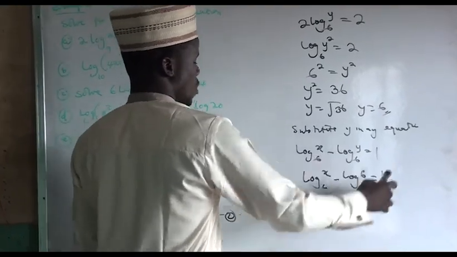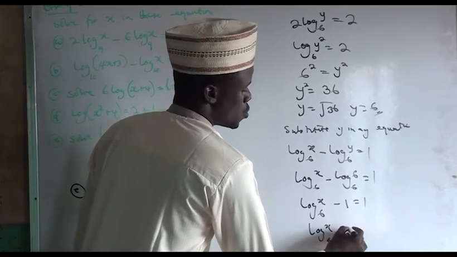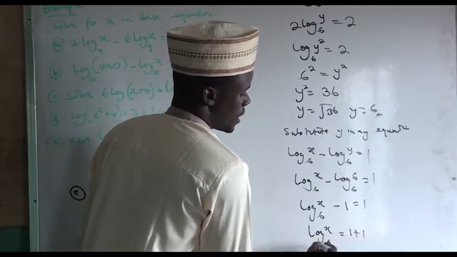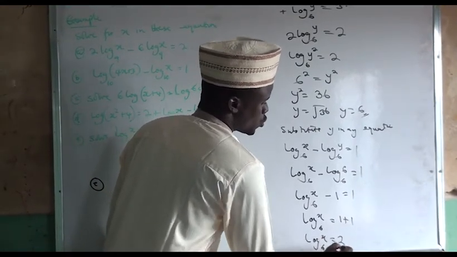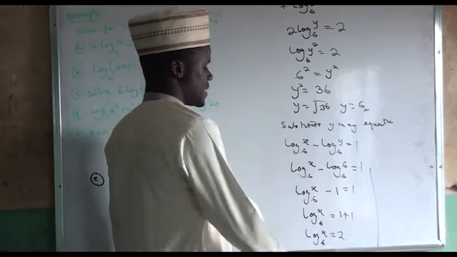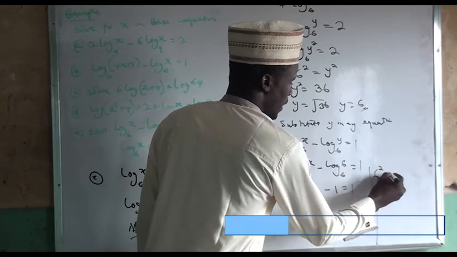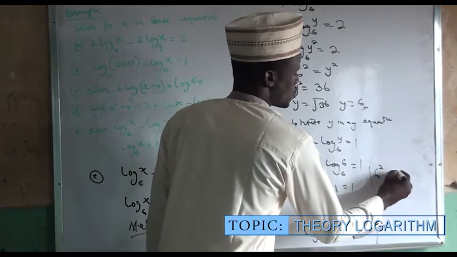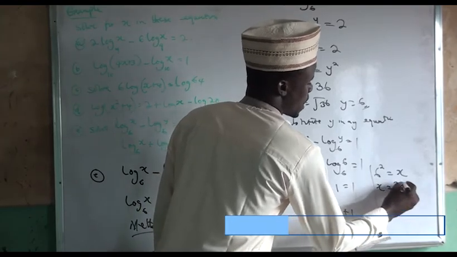Log 6 base 6 is 1, so we take minus 1 to the other side. Here we have log x base 6 equals 1 plus 1, so log x base 6 equals 2. As we have log x base 6 equals 2, we can say 6 to the power of 2 is equal to x. So x is equal to 36.